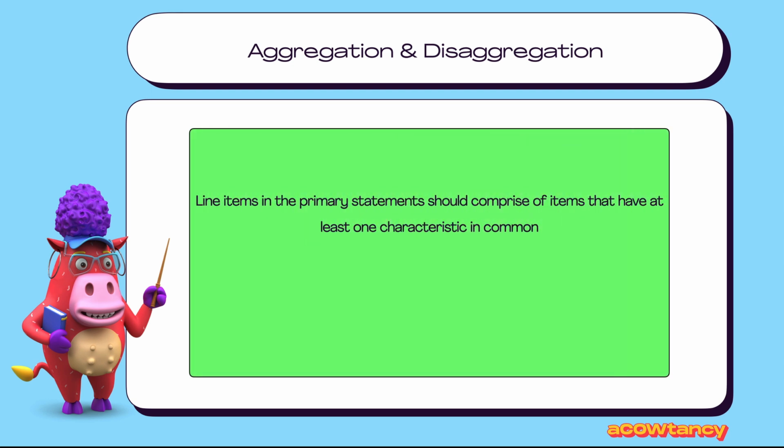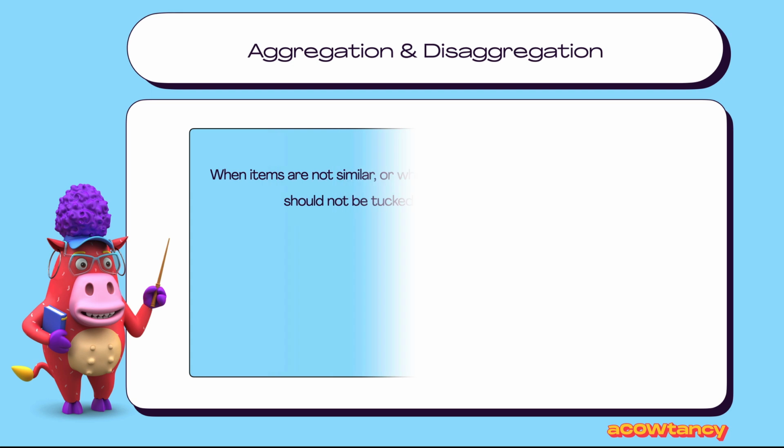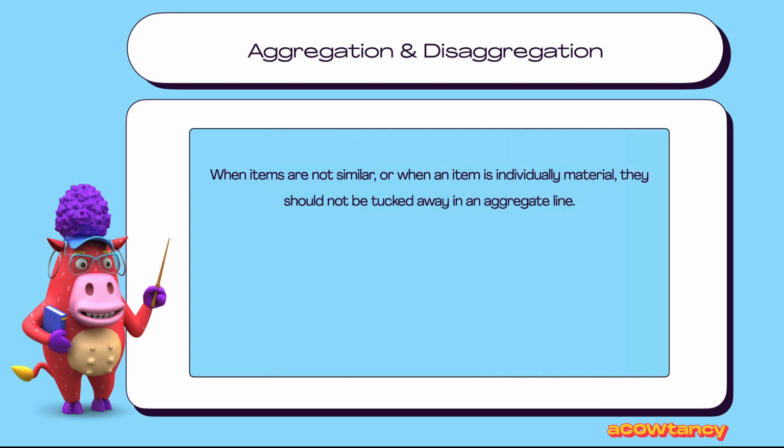So line items in the primary statements, P&L, SFP, etc., should comprise items that have at least one characteristic in common. Every trade receivable has similar liquidity characteristics, doesn't it? They're all going to be paid within 90 days, for example, or should be. And when items are not similar, or when they're individually material, then you separate them, you disaggregate them, you don't leave them in there. So you separate significant and individually material items, and you either show them separately or you disclose them separately.